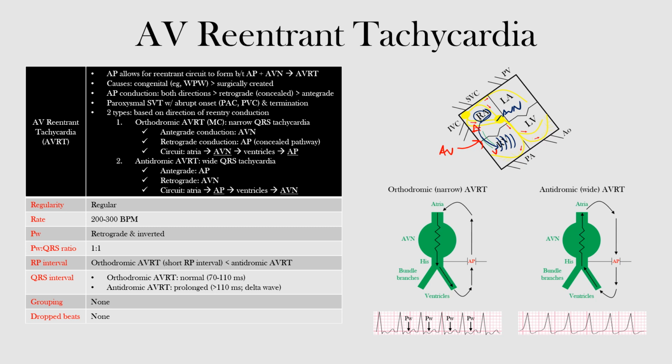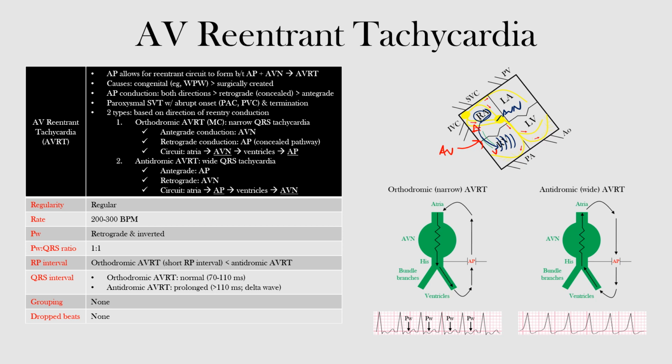Another means by which these AV connections can come about is through surgical intervention. For instance, it's possible to have an AV connection created surgically from the right atrial appendage to the right ventricular outflow tract. Okay, so how does this mechanism work?